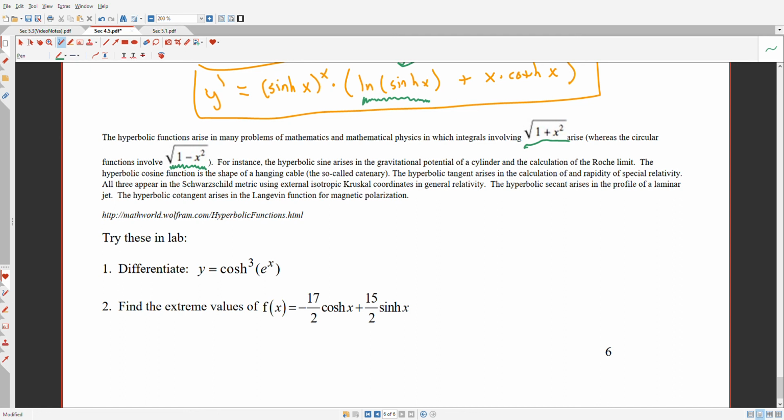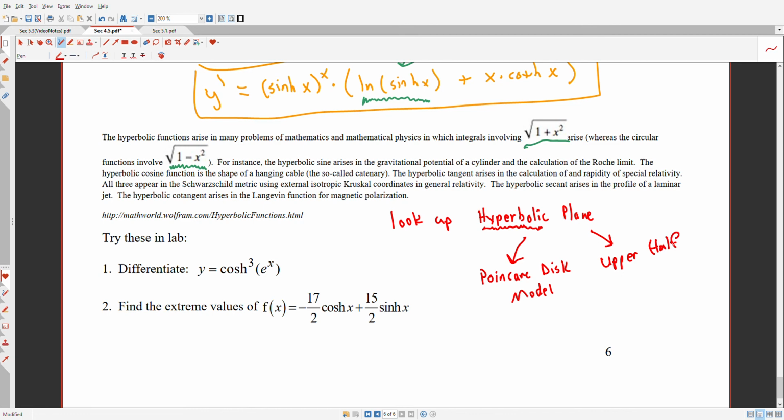They provide us with a rich example of geometry behaving in very, very different ways than we're used to. In fact, if you want something interesting to Google and look at some other videos on, you might want to just look up what's called the hyperbolic plane. Right? And the word hyperbolic here is being used in a way that's similar to the way we used it in this lecture note discussion. But there's actually sort of two models of this. There's the Poincaré disk model, and there's what they call an upper half plane model. Anyways, these are all just a bunch of fancy words.